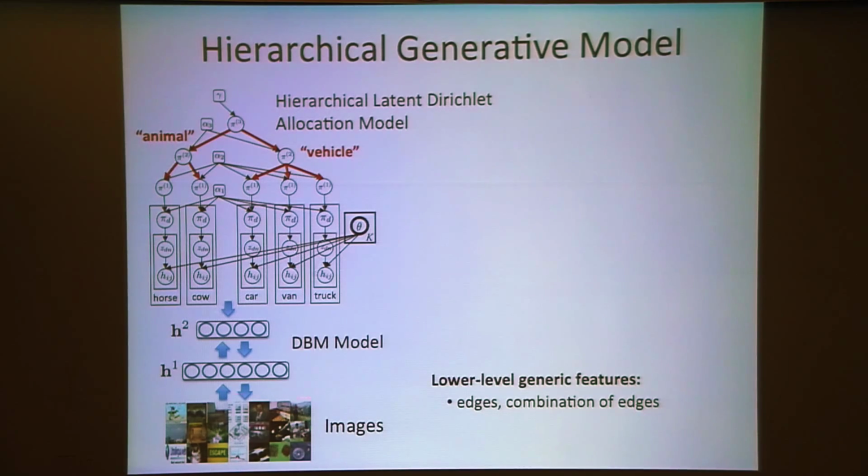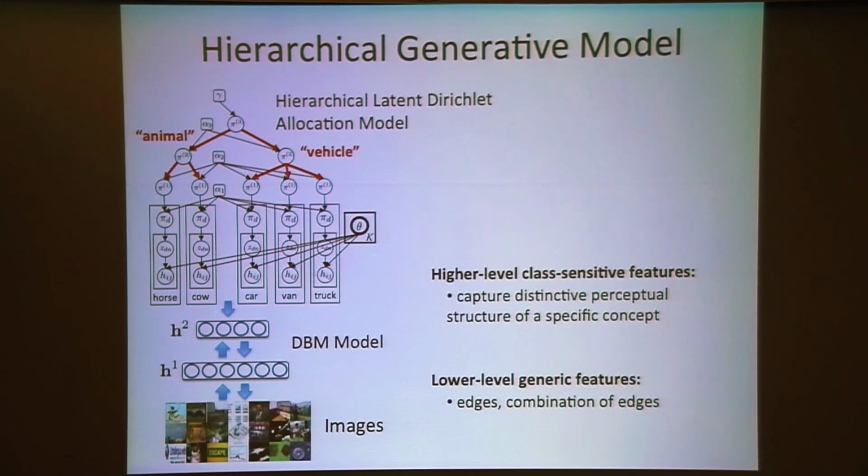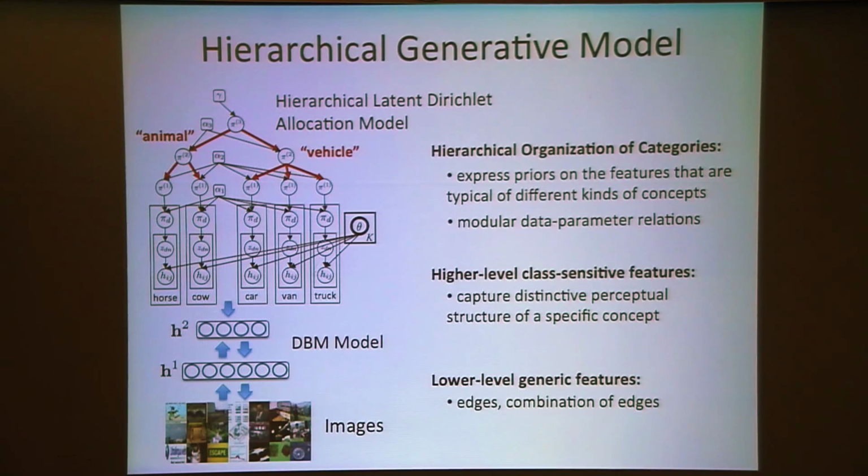We're going to be using deep Boltzmann machines, something that we talked about yesterday, to learn low-level generic features, and that can be done in an unsupervised fashion. You can use millions of images just to figure out what images look like. There is a notion of high-level class-sensitive features, and these class-sensitive features can be capturing certain perceptual structure of a specific concept, right? And there is also a notion of hierarchical organization of categories. So you may say that these different categories express priors on different features that are typical of different kinds of concepts. For example, here you might say that animals should share certain high-level features. Vehicles should share certain other high-level features. Okay?